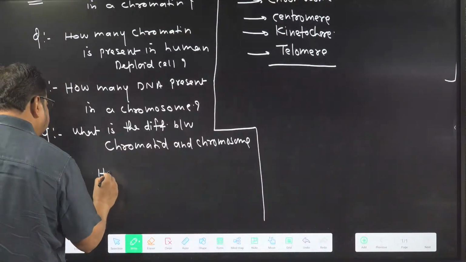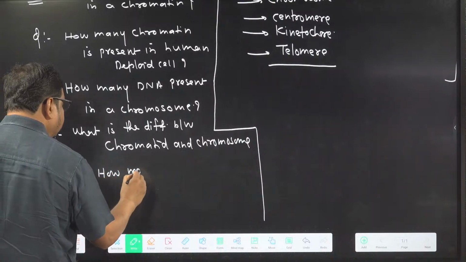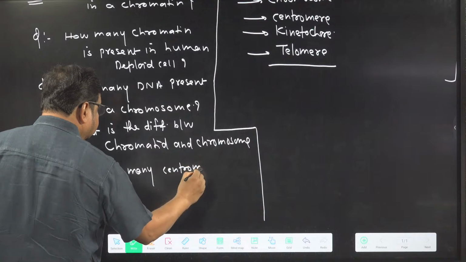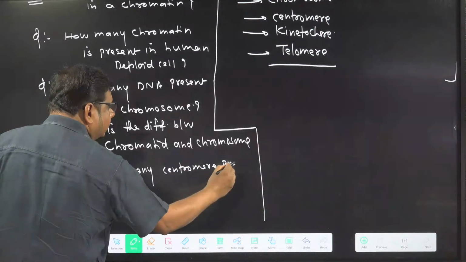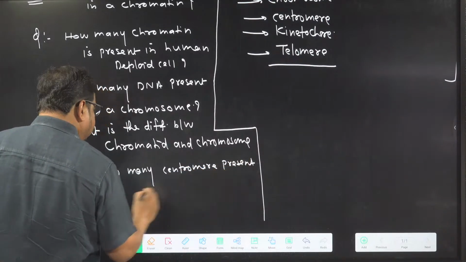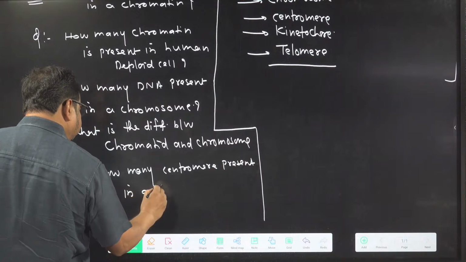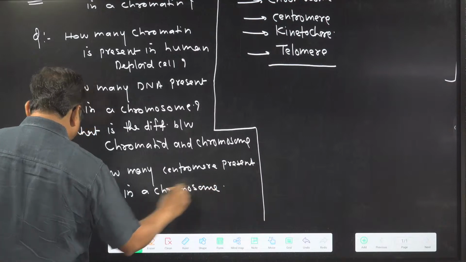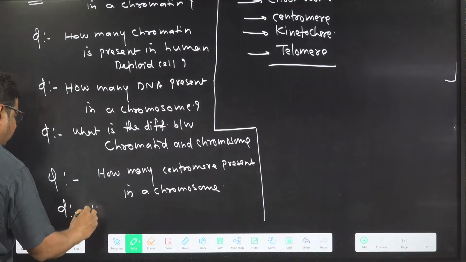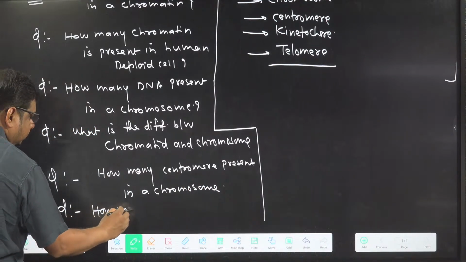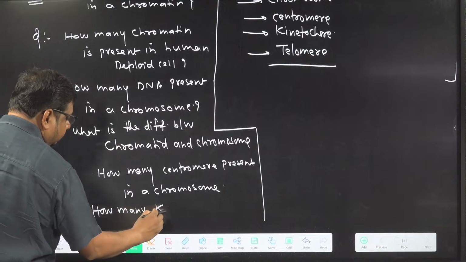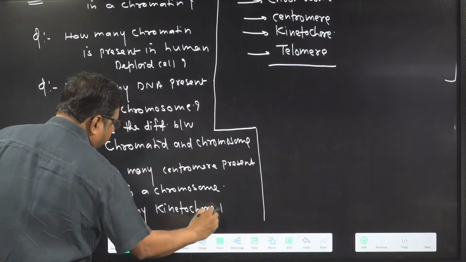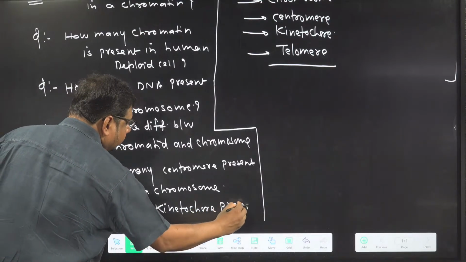How many centromere present in a chromosome? Next question, how many kinetochore present in a chromosome?